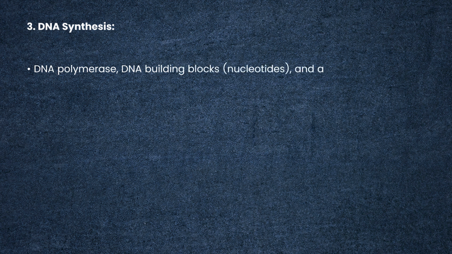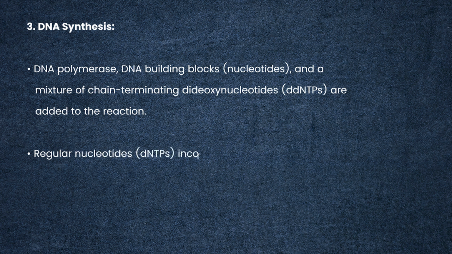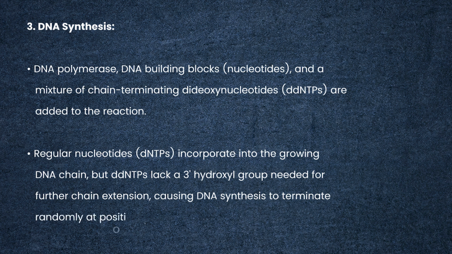The next step is DNA synthesis. The enzyme used is DNA polymerase. The DNA building blocks or nucleotides and a mixture of chain terminating dideoxynucleotides or ddNTPs are added to the reaction. Regular nucleotides or dNTPs incorporate into the growing DNA chain, but ddNTPs lack the 3' hydroxyl group needed for further chain extension, causing DNA synthesis to terminate randomly at positions corresponding to the incorporated ddNTPs.